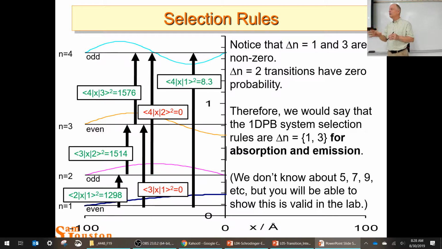It's specific to the system. So particle in a box, 1, 3, 5, 7, 9, and on up. Those are the selection rules, meaning, those are the allowed transitions. So we focus on the ones that are allowed. And by elimination, the ones that aren't allowed are the ones that are forbidden. So 2, 4, 6, 8, even jumps are forbidden.